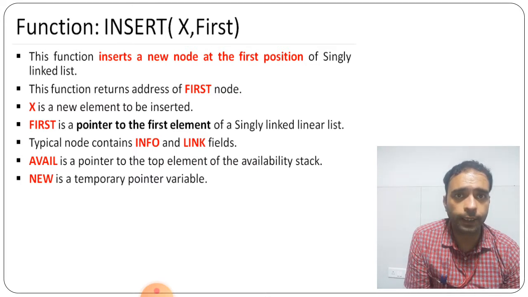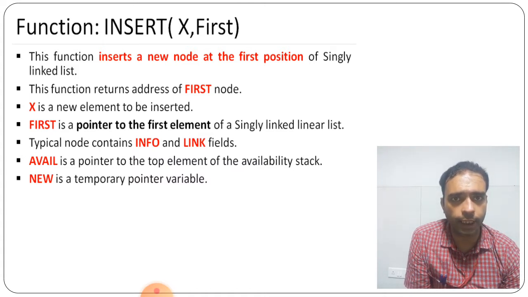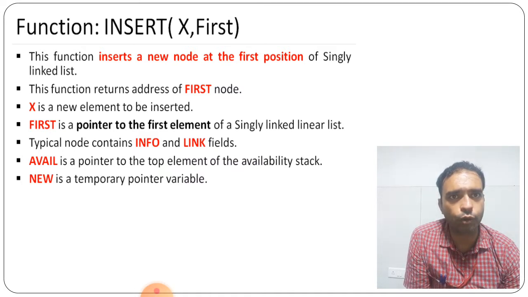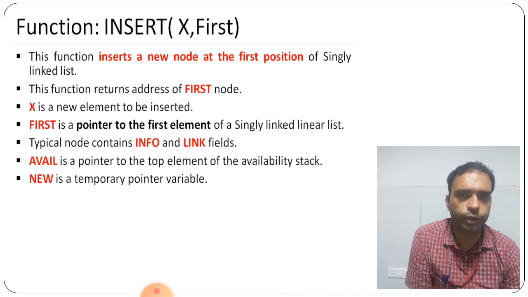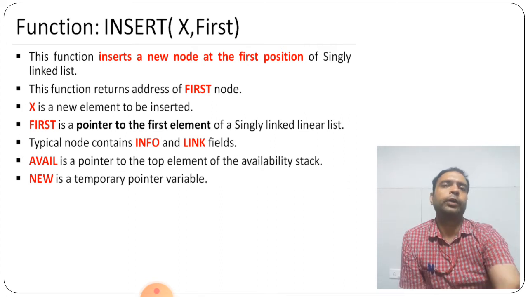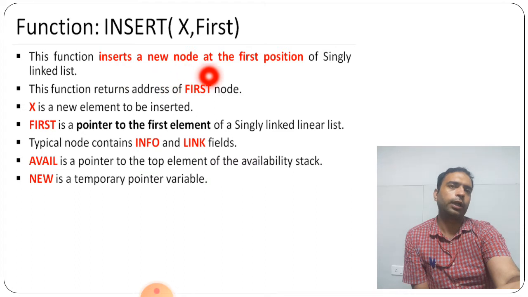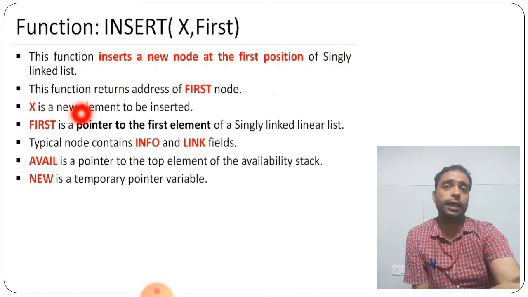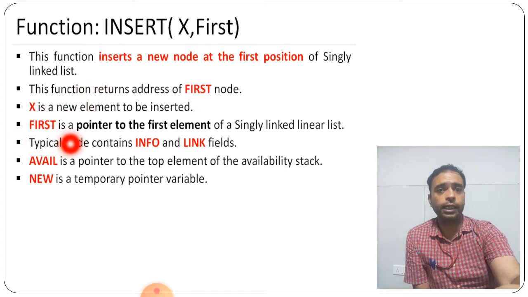Now here the X part is given, that is a new element that is going to be inserted, and the first is a pointer to the first element of the singly linked list here. So that is what the particular part is to be inserted at the first position, that is showing here. So this function is inserting a new node at the first position of the singly linked list. So it will return the address of the first node, and finally the first is the pointer of the first element of the linked list.